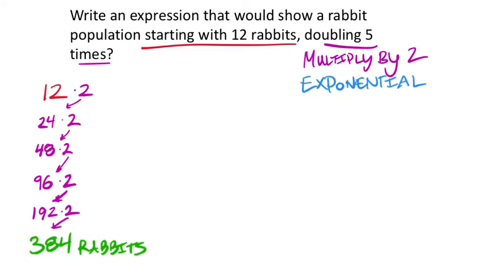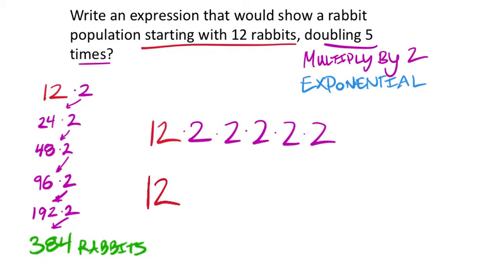Okay, so if I wanted the expression for this, I'd say, look, what we did here is we took the 12, starting here, and then I multiplied that by 2. After that, I just kept multiplying by 2, didn't I? So I just said multiply by 2 times 2 times 2 times 2. We did it 5 times. So this would be the expression. If you put this in the calculator, you're going to get 384 rabbits. But we can actually simplify that into its exponential expression. So we started with 12. We multiply that by 2 because it was doubling every time. And then we had 1, 2, 3, 4, 5 of these.